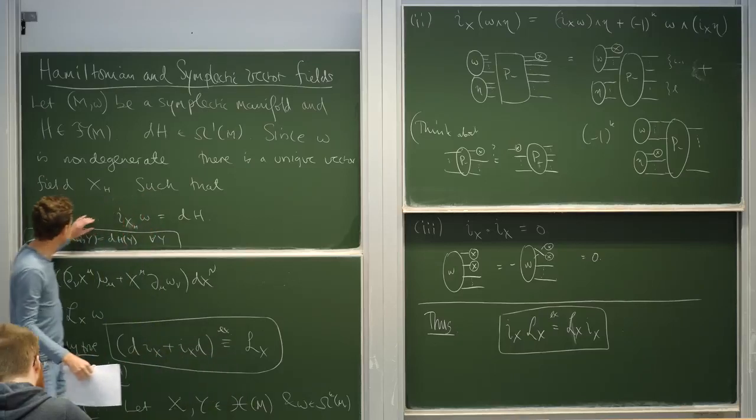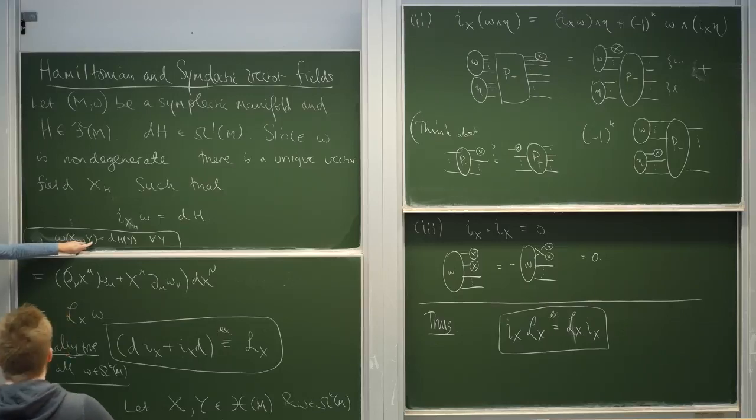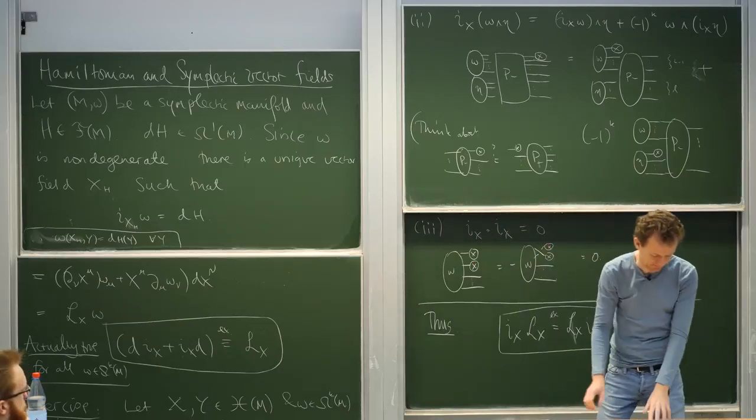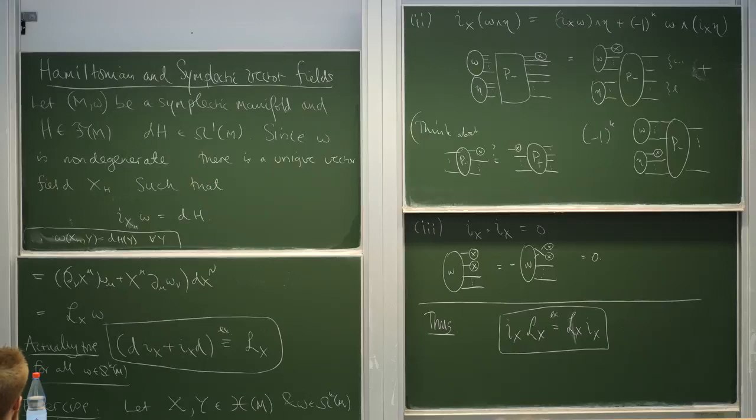So you stick X of h in the first argument of the symplectic form omega, and then you put an arbitrary vector in the second argument, and that vector field X of h has to satisfy this equation for all such vectors. And there is such a one because omega is non-degenerate. So now we have a vector field. We started with a function, now we have a vector field.